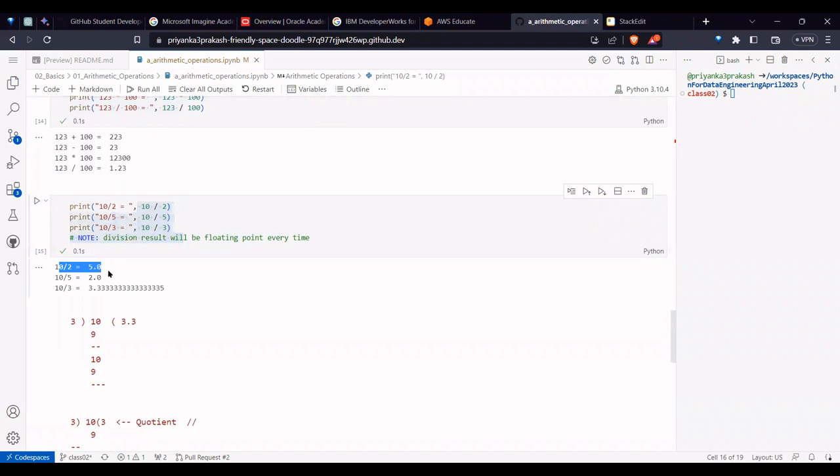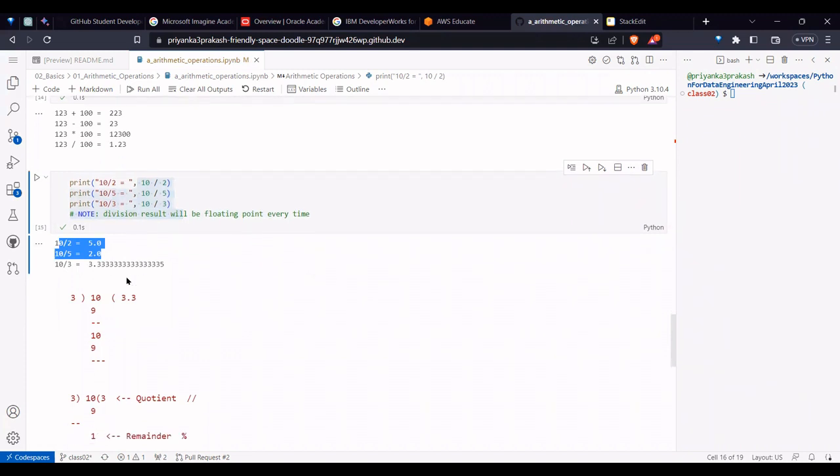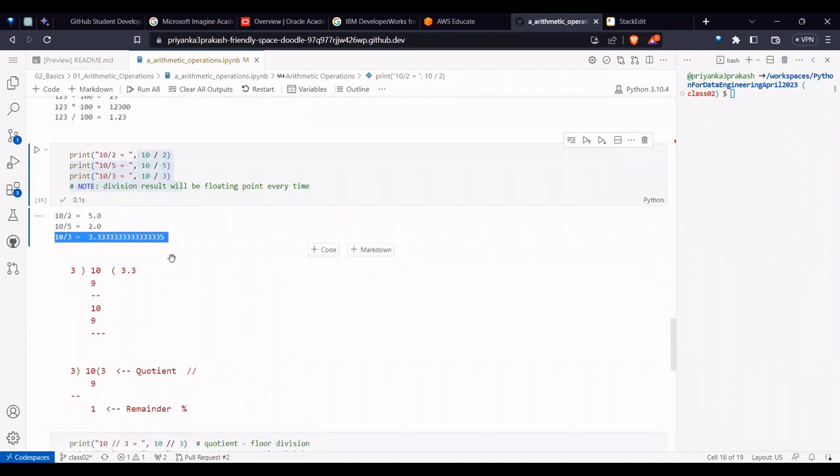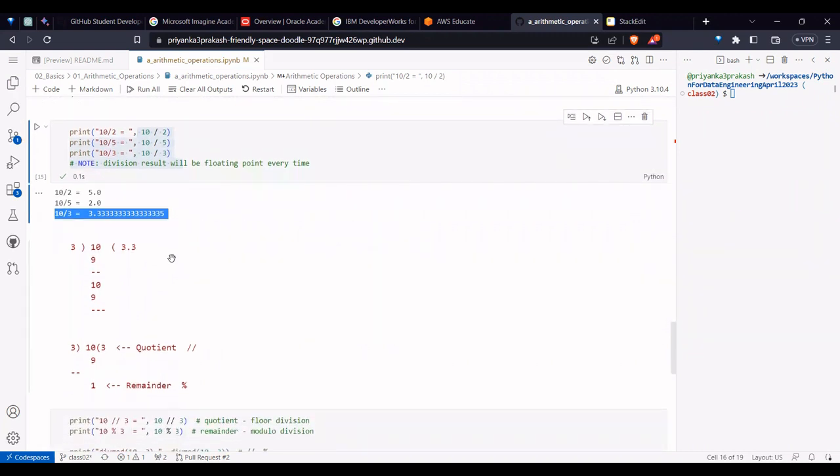So 2 by 10 should be 5. 2 by 5 should be 2. But still you get floating point results. In the same way, 10 by 3 should be like 3.33. So no matter whether it is needed or not, the result will be floating point at any point.